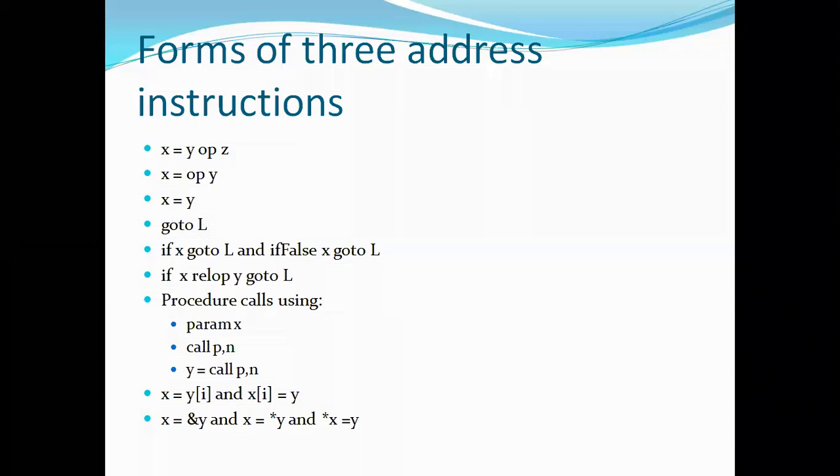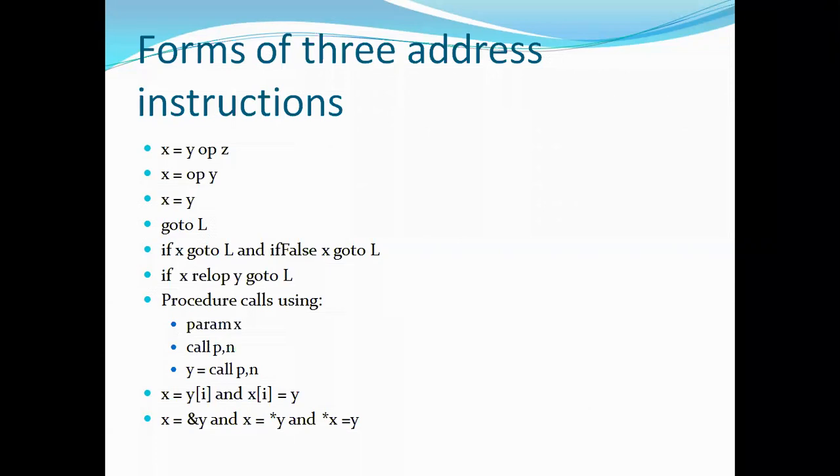And the next one is about procedure calls. For example, my language constructs are in the form of procedure calls. And here the intermediate code form is param x, call p, n, and y = call p, n, and so on. And for representing array statements, my language construct is an array statement, so I'm using x = y[i] and x[i] = y. These are the three address code form representations that we can also call intermediate code forms.